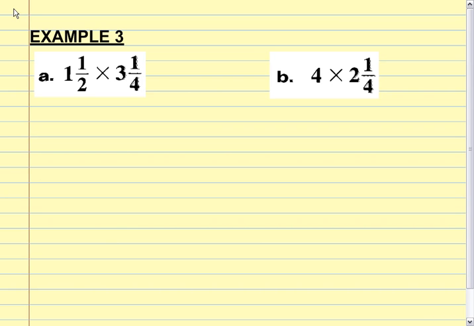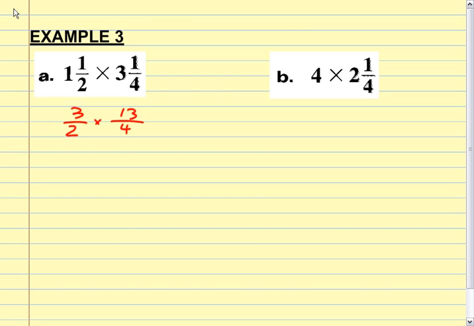Who can tell me what this first one is as an improper fraction? Jenna? Yes? 3/2, 3/2, times, who can change the next one for me? Moreau. Not 9/4, not 9, 13/4. Good, okay? Now, let me ask you this. Do you see anything, Vivian, that I can cancel?